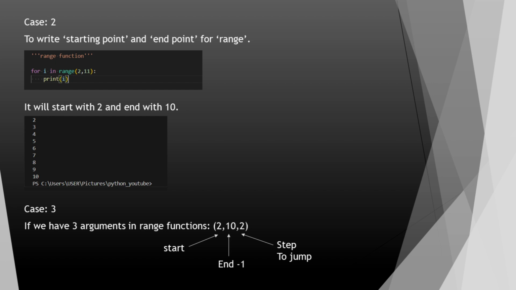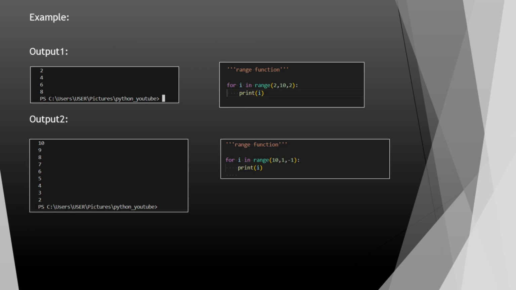Let's see case number 3. If we have three arguments in the range function, our first argument is the starting point, the middle is our end point, meaning n minus 1, and our last argument is the step to jump. Step to jump means how many steps you want your range function to jump before printing the next number. Let's see how case 3 works.